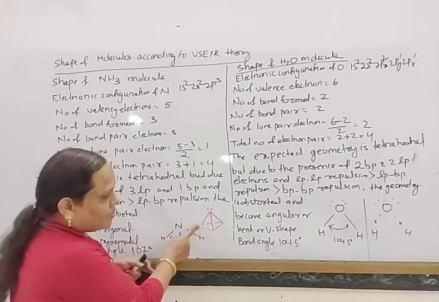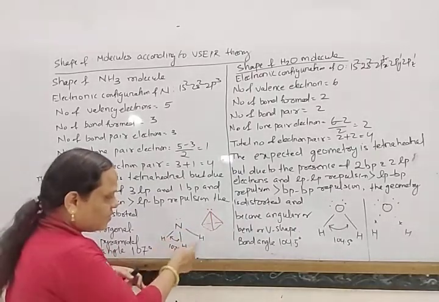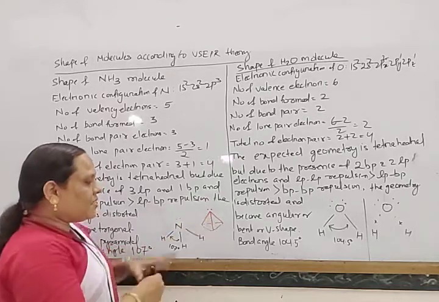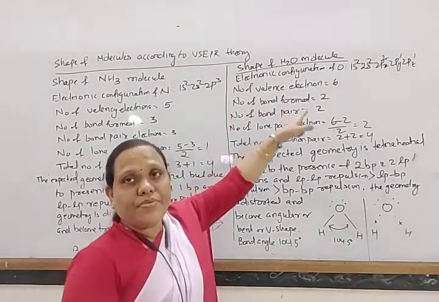So here hydrogen, hydrogen, hydrogen, and here nitrogen. If we join all the apexes of these atoms, then it gives a pyramidal shape, a triangular pyramidal shape. Next, come to the shape of the water molecule.